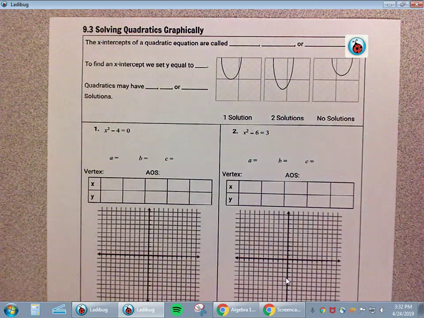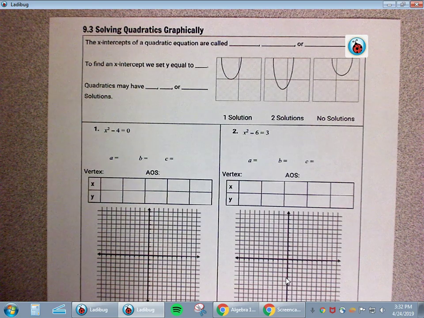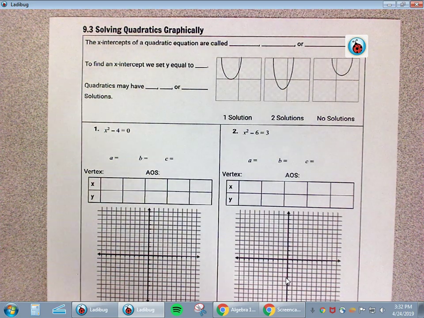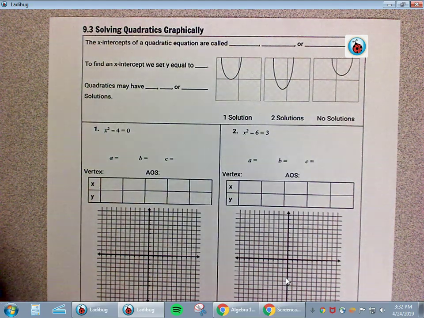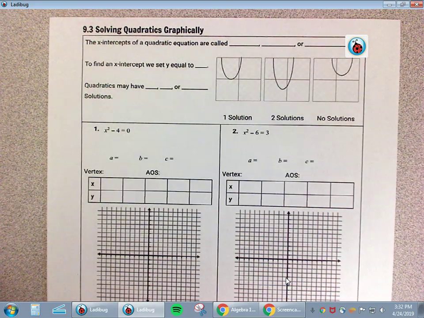We're going to walk through our notes on section 9.3. It is solving quadratics graphically. So we just spent sections 9.1 and 9.2 looking at how to graph quadratics. We looked at what A does as well as B and C, and that's kind of where we spent our time. Now we're going to look at something a little bit different with the graph.